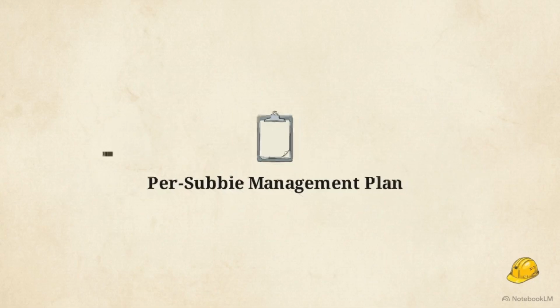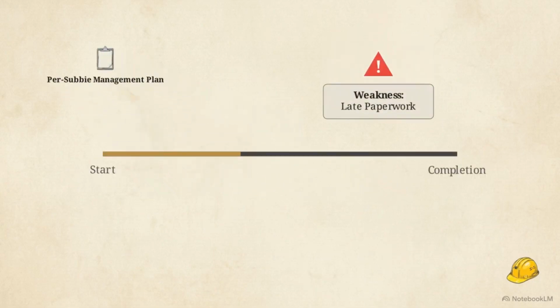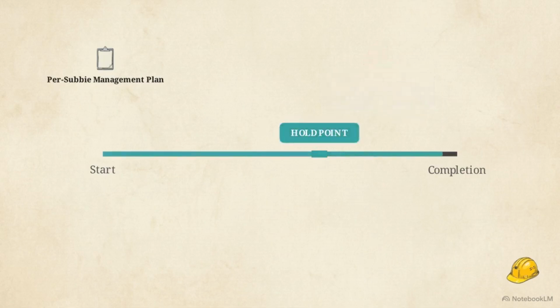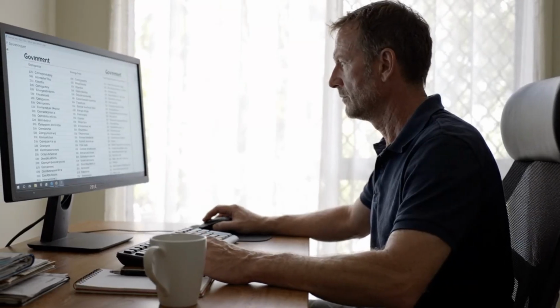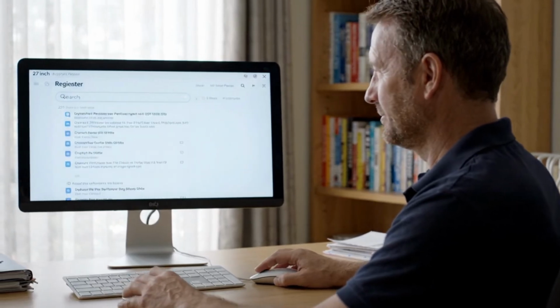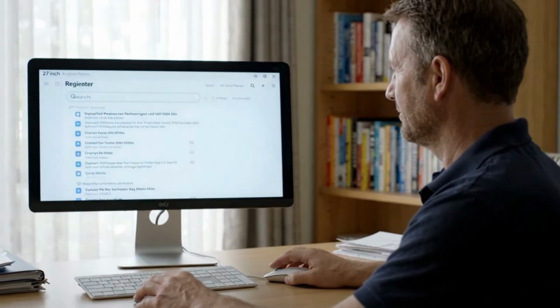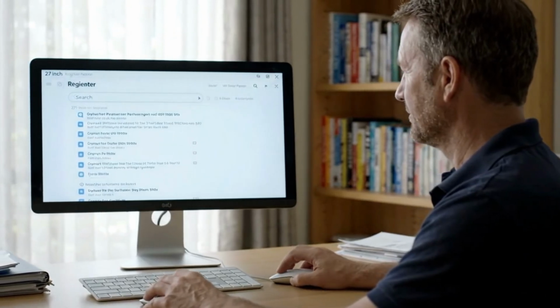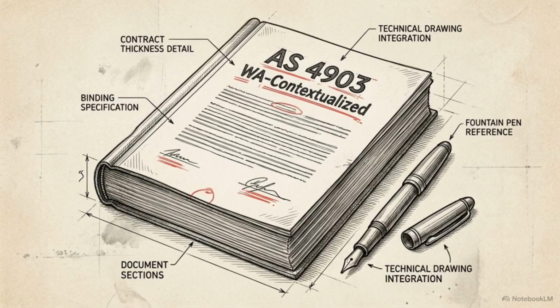This information forms the basis of a per-subbie management plan. Known weaknesses, like poor paperwork, can be mitigated with specific contractual hold points. These 3 database searches take 10 minutes. They are the most efficient way to identify risks before a subcontractor is invited to tender. Stage 3 establishes the contract.